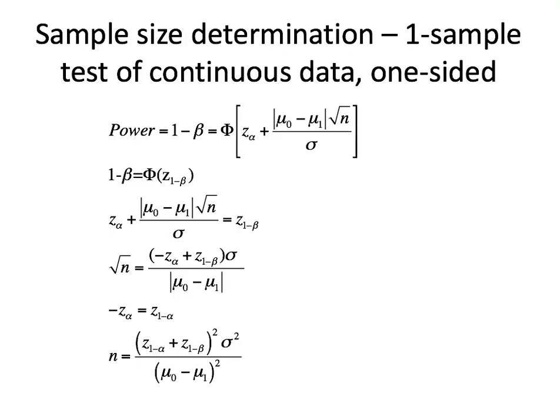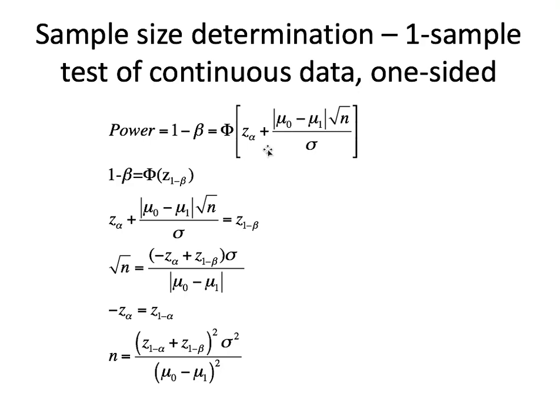So then we're going to look now at how we can use that power expression to get to the sample size that we need. And so the first one we're doing is, how do we figure out the sample size for a one sample test of continuous data that's a one-sided test? And we can just use our power expressions that we derived here before.